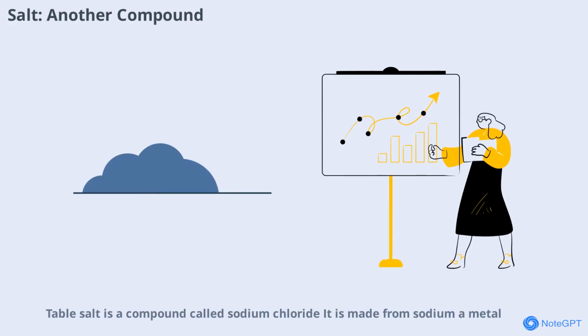Table salt is a compound called sodium chloride. It is made from sodium, a metal, and chlorine, a poisonous gas. When combined, they form a safe and tasty substance we use in food. This shows how compounds can have very different properties from their elements.